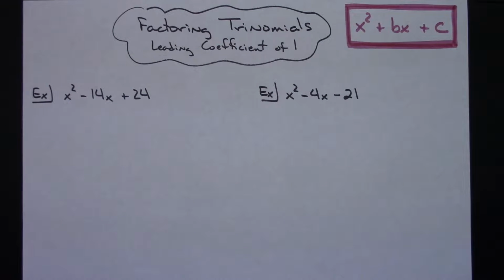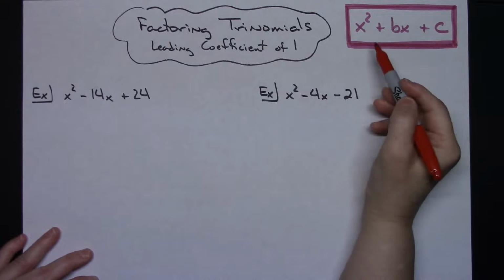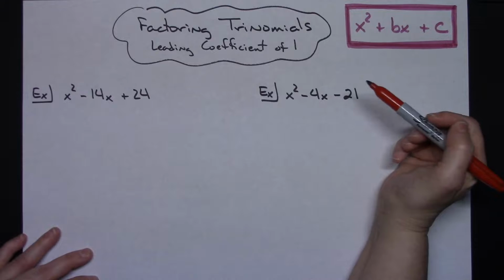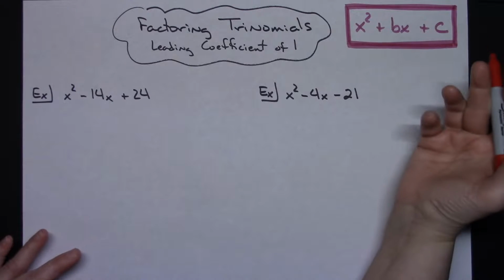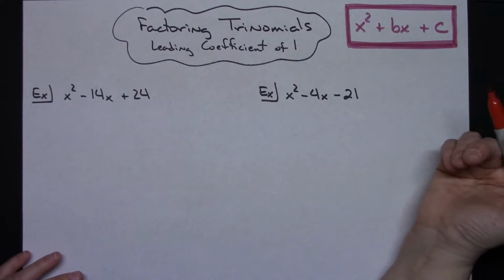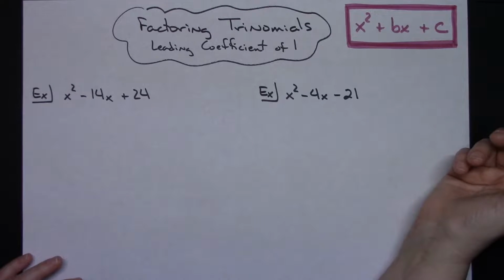In this video, I'm going to take a look at factoring trinomials that have a leading coefficient of 1. So our trinomials will be in the form of x squared plus bx plus c. This would be something that a beginning Algebra 1 student would learn, one of the very first things that they would learn going into factoring.